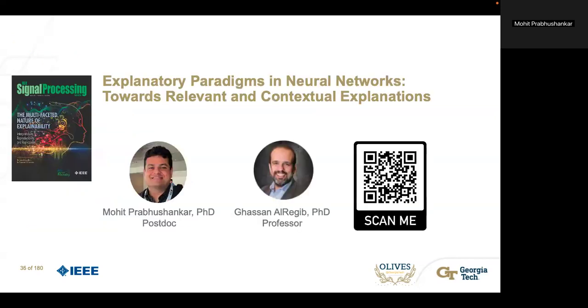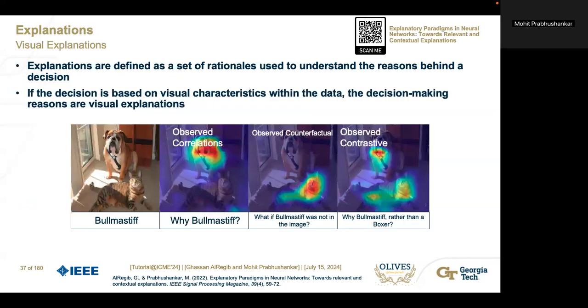We had this paper a couple of years back in Signal Processing Magazine, on explainability paradigms. The reason we call it explainability paradigms is that explanations, or visual explanations, are nothing more than answers to your questions. Instead of thinking about these as the techniques of explainability, it makes more sense to think about what it is that you want out of explainability.